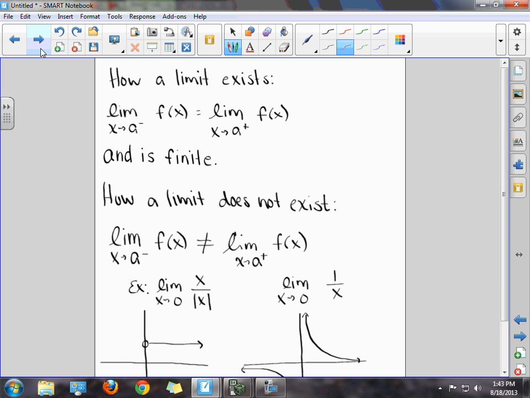So I told you just a second ago that if those two things were equal, then the limit would exist. So here's a really short and to the point definition of how a limit exists. You look at the limit from the left-hand side, and it's equal to the limit from the right-hand side.